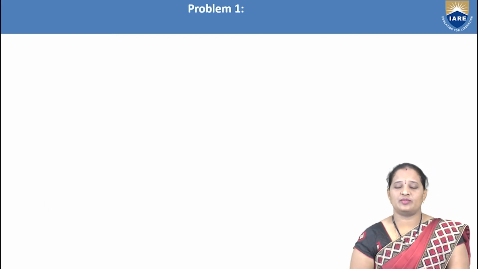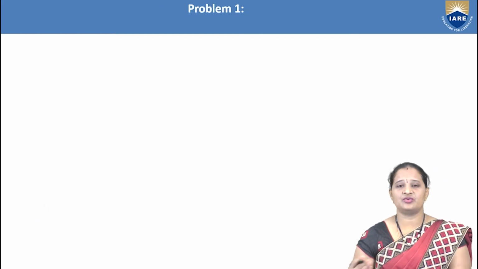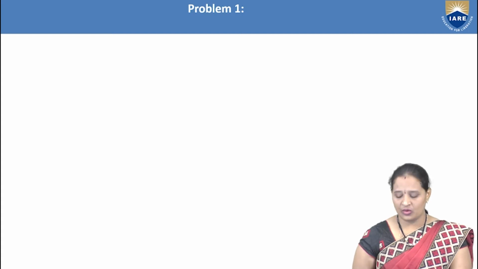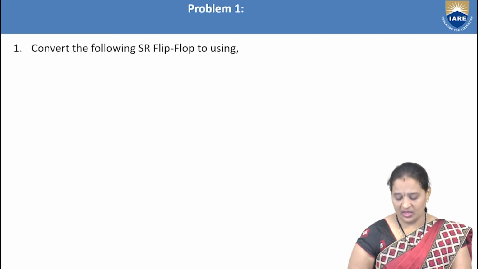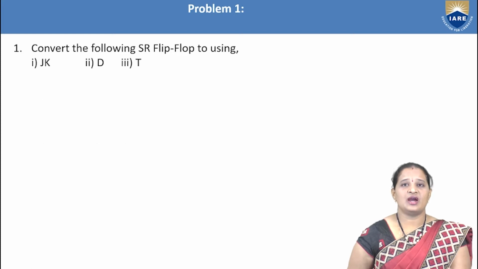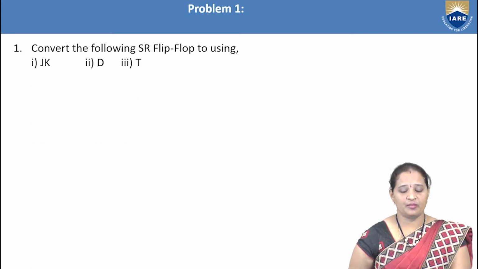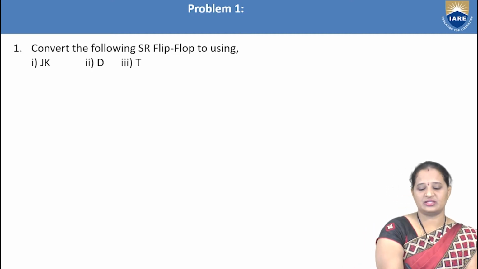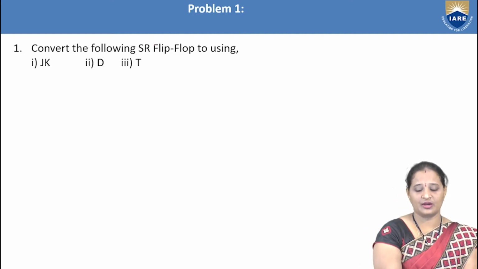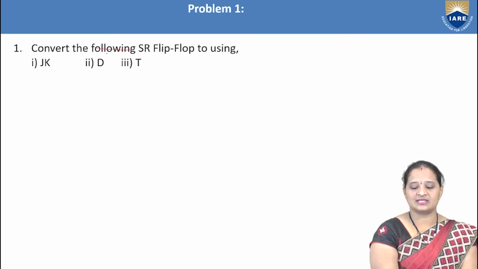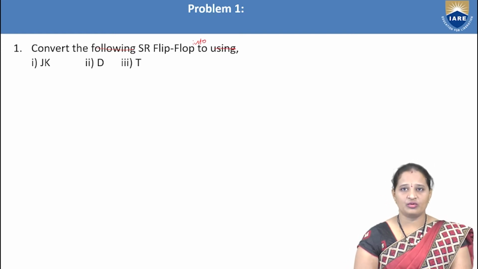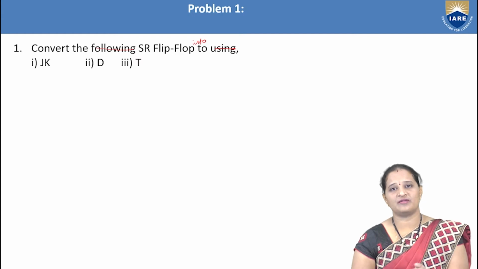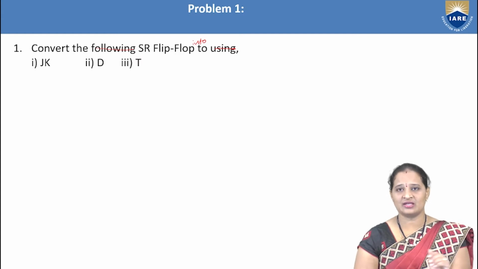Now let us take one problem and discuss how to convert one flip-flop into another type of flip-flop. The problem statement is: convert the SR flip-flop into JK, D and T. So now I want to convert the SR flip-flop into JK as well as D as well as T.